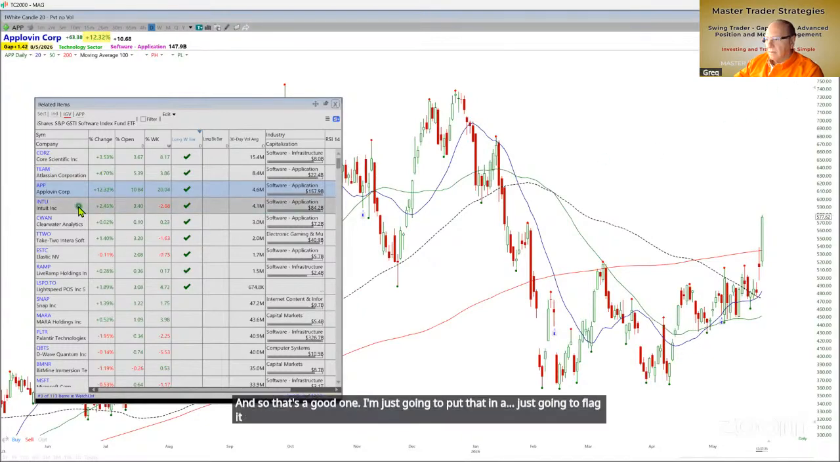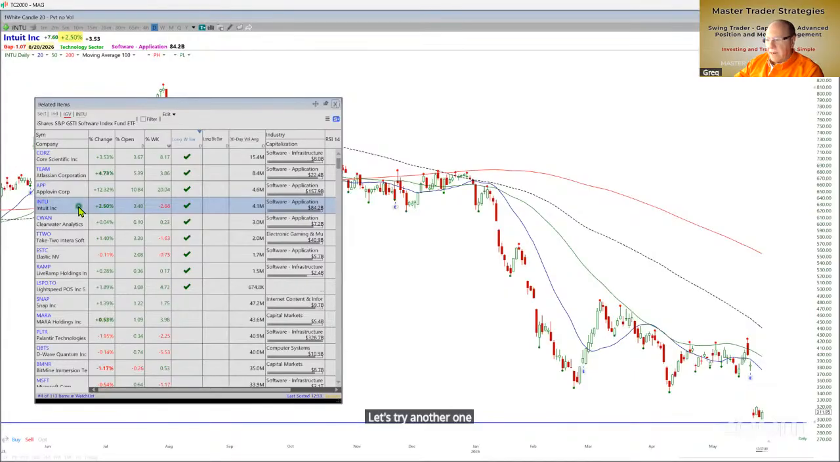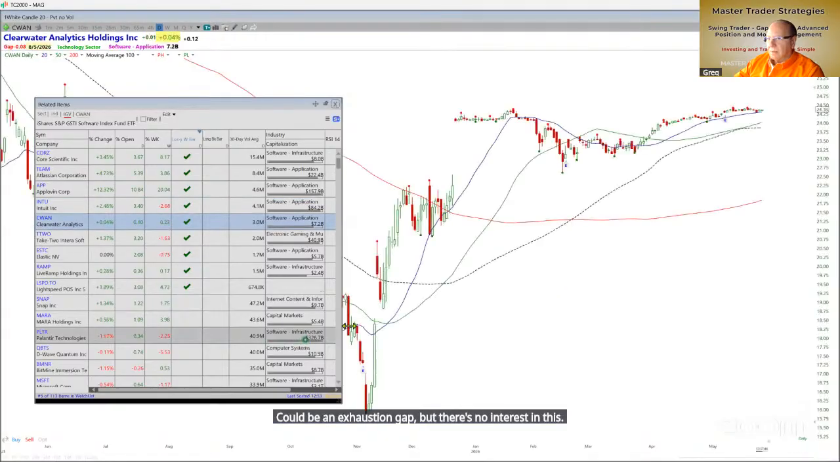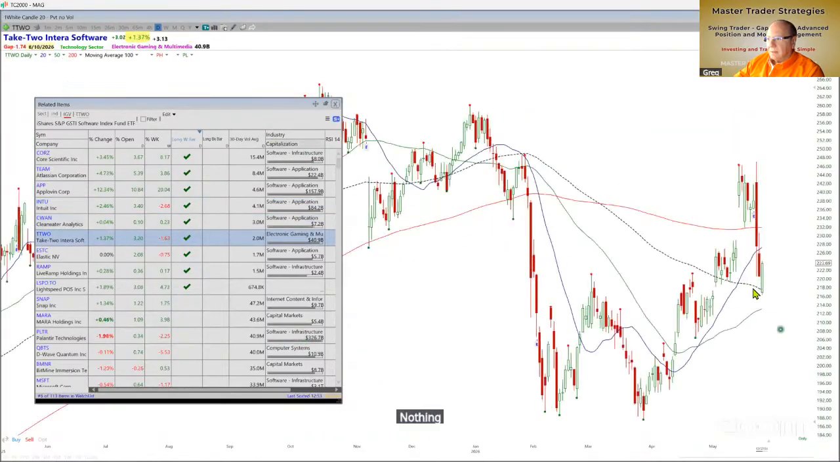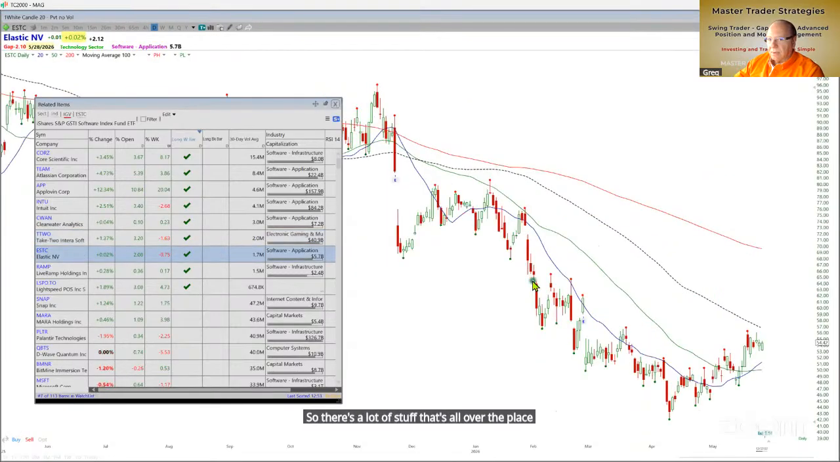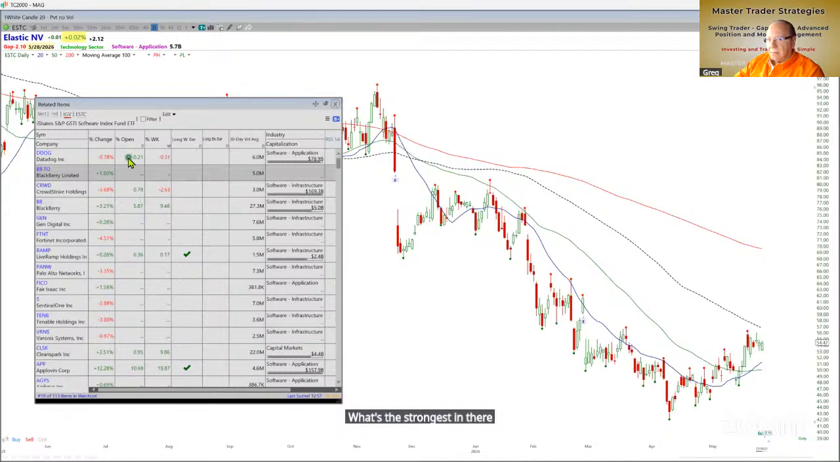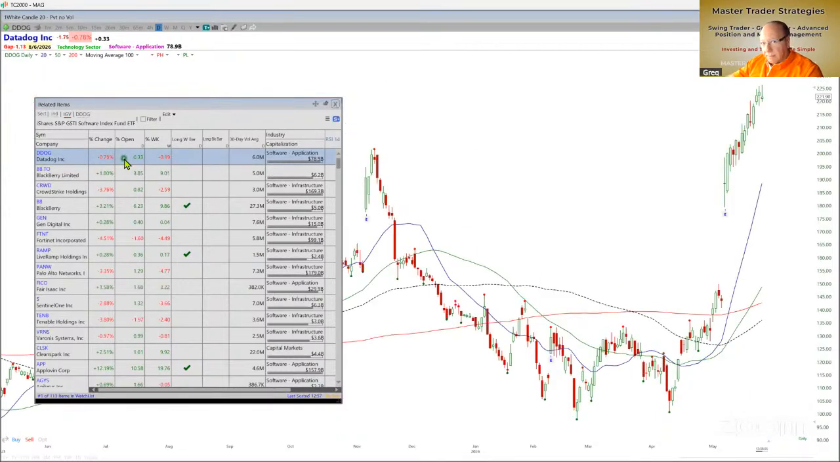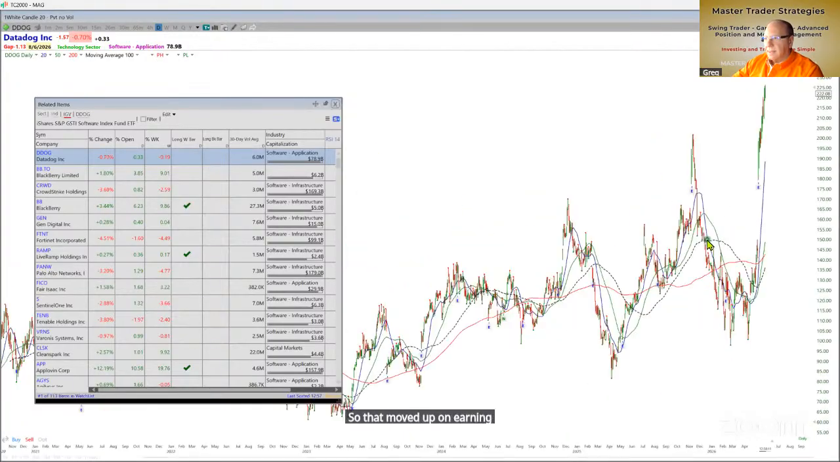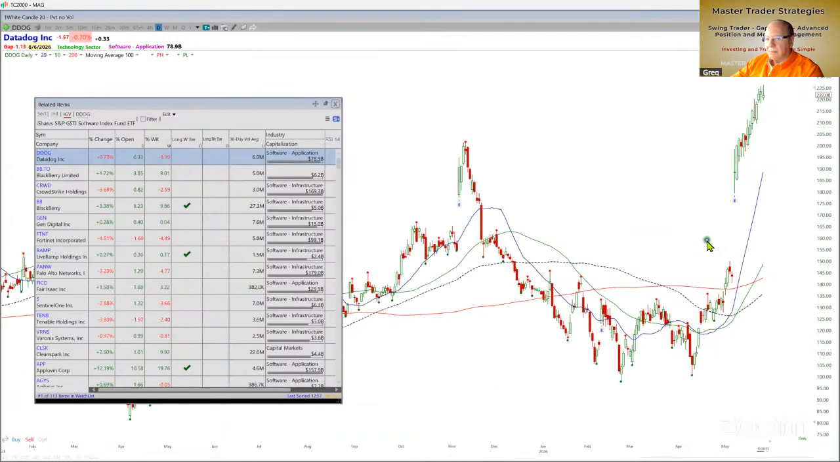Let's find another one. That one's terrible. That gap down on earnings could be an exhaustion gap, but there's no interest in this. Another one, nothing. So there's a lot of stuff that's all over the place, whipping up and down. What's the strongest in there? Yeah. So that moved up on earnings and it just flies.